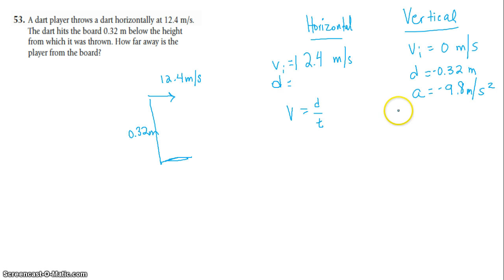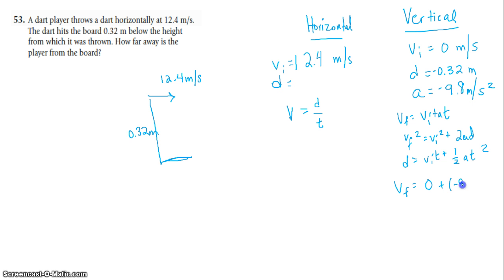So what we can find, we know our three equations. We have VF equals VI plus AT. We have VF squared equals VI squared plus 2A times displacement. We also know displacement equals VIT plus 1/2 AT squared. So let's go ahead and find our final velocity, because that will help us find the time. So we can use our equation VF equals VI plus AT. We know that VI is 0 plus negative 9.8. I'm sorry, we can't use that equation yet.